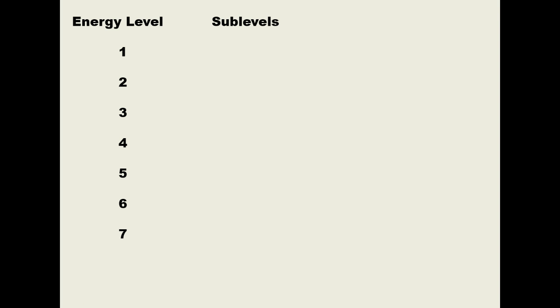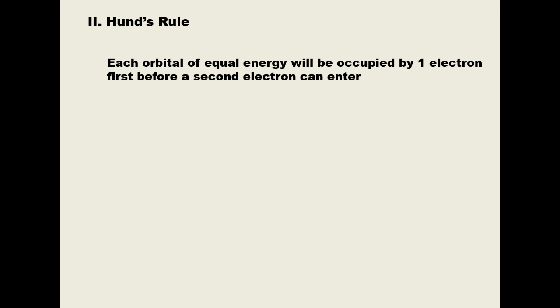Now, our next rule is called Hund's rule. Hund's rule states that each orbital of equal energy will be occupied by one electron first before a second electron can enter. So here's an example. First of all, what do I mean by orbitals of equal energy? Well, you have a 2p, so that's second energy level, p sublevel. And how many orbitals do we have in the p sublevel? There are 3. So we draw those orbitals by using dashes.